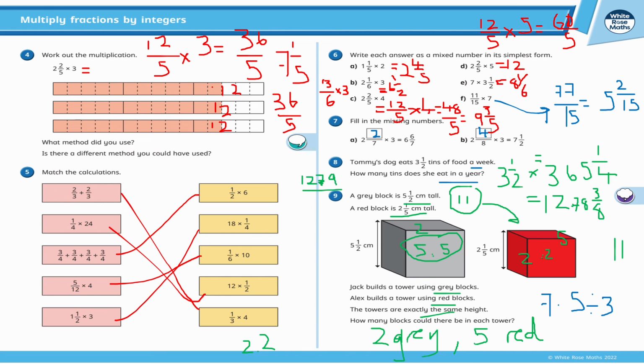It goes into it 5 times, so that means that I need 2 grey blocks and 5 red ones to have a tower that is 11 centimeters tall. The grey one will be 11 centimeters tall, and then the red one would be 11 centimeters tall as well. So I need 5 red ones and 2 grey ones for that. Hopefully that makes sense. Apologies if I went a bit diverting for that question.